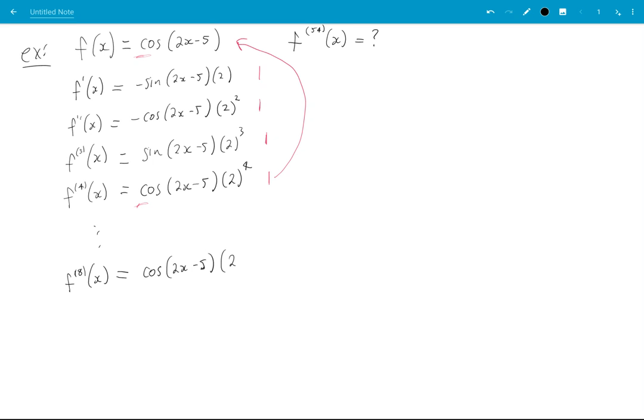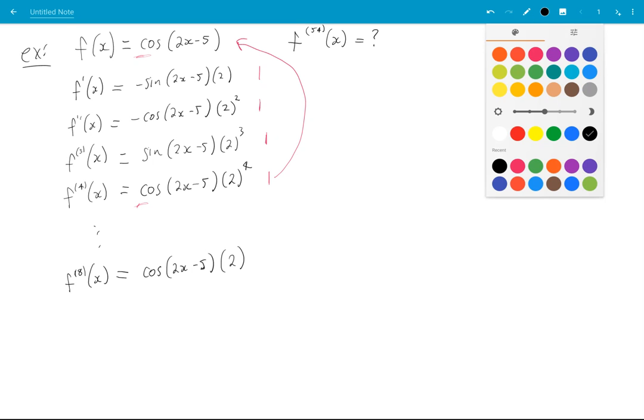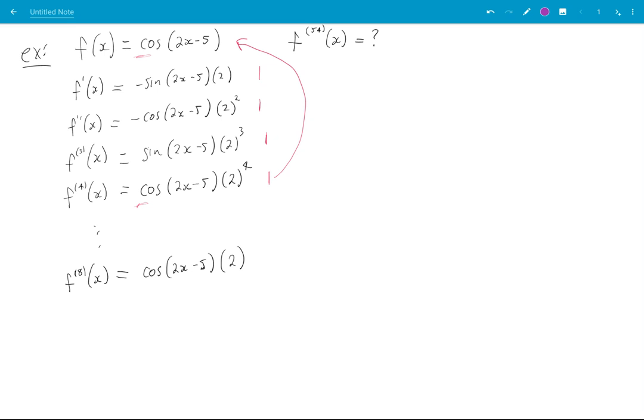But now, what power of 2 am I going to have? Well, the pattern here is hopefully easy to see. When you're doing a fourth derivative, you have a 4 here. When you're doing a third derivative, you have a 3 here. So when I do an eighth derivative, I have an 8 here.